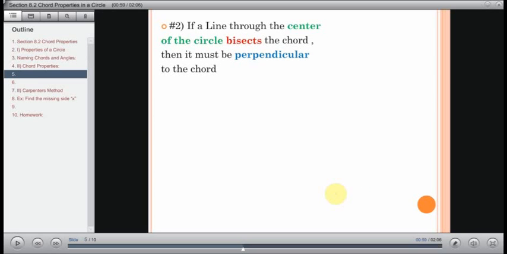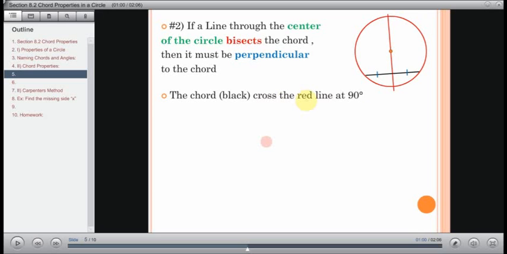All right, here's another one. It's the exact opposite. So if there's a line that goes through the center and it bisects the chord, that means that line must be perpendicular. It's the exact same thing as the other one. Sorry, if that line goes to the center and it bisects, then it must be perpendicular. Remember, bisect means slices exactly in half, two equal parts.